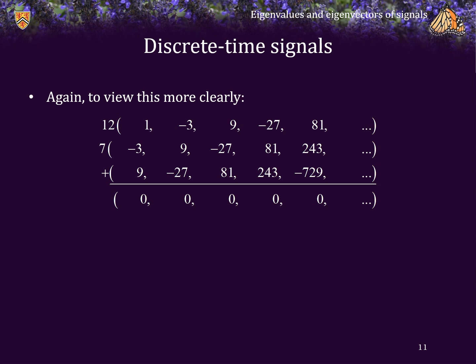Again, to view one of these, the original geometric sequence is 1, negative 3, 9, negative 27, 81, and so on and so forth. So I will take 12 times that. The advance operator applied once moves all time one step into the future, and 7 times that signal is the second signal there, plus the advance operator applied twice gives us the third signal there. You will notice that 12 minus 21 plus 9 is equal to 0 for the first entry. In the second entry, we have negative 36 plus 63 minus 27, and that again is equal to 0. And so on and so forth. You will see that each and every column adds up to 0.